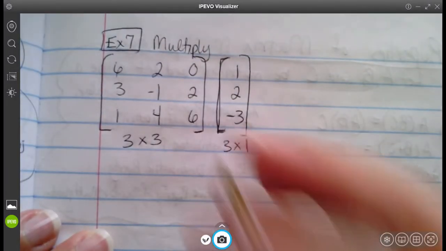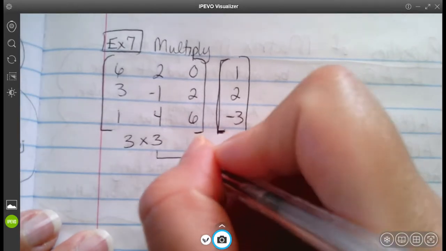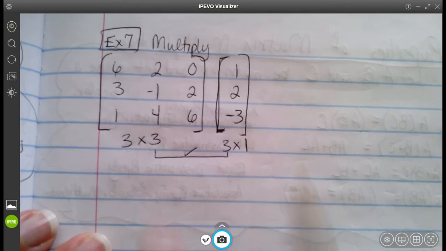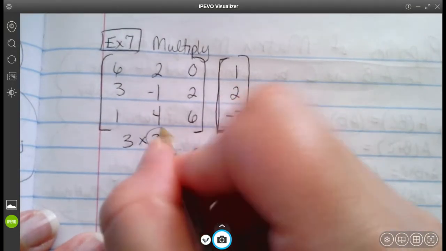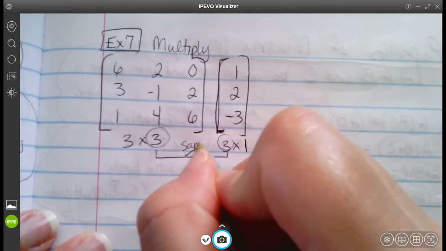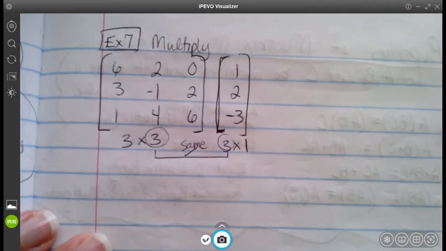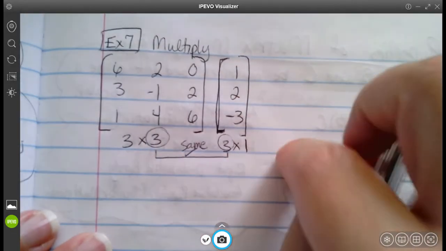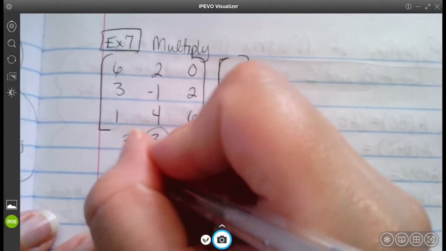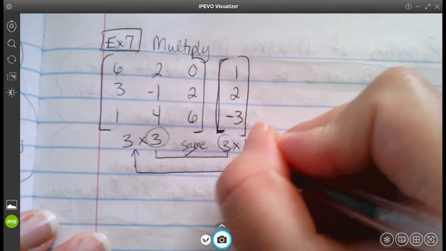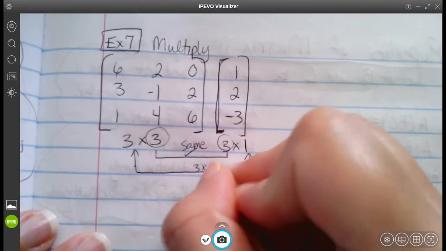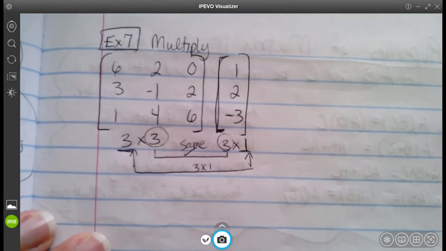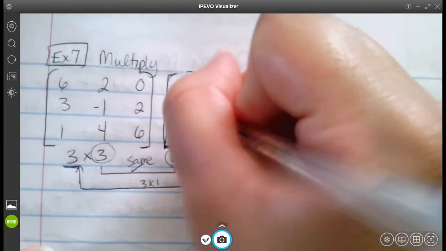So we want to check to first see if these two are the same, and they are. So that means that we can multiply this out. Okay? Remember, these two inner dimensions, these two have to be the same. Otherwise, this won't work. Okay? So that means that my resulting, my product of this is going to be equal to this outer one. So 3 by 1. So 3 by 1. That's what our final matrix should look like, okay? So let's go ahead and go right into it.